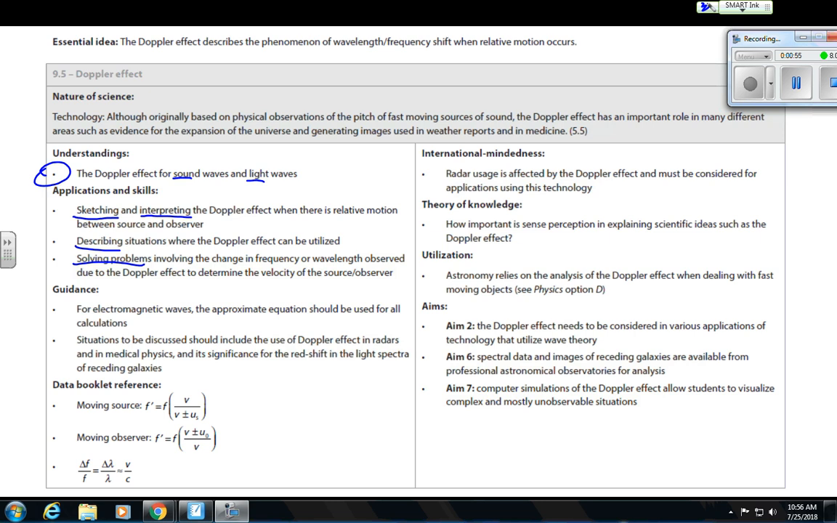Some of the guidance here: when we're dealing with electromagnetic waves, the approximate equation should be used. This is the approximate equation down here, the third one. Situations to be discussed: we should talk about the Doppler effect in radars and medical physics, and also its significance for the redshift and light spectra of galaxies. Notice that there are three equations that we'll be using. One is for if the source is moving, one is for if the observer is moving, and the third is an approximate equation that works really well when we're talking about the Doppler effect with light, or electromagnetic waves.